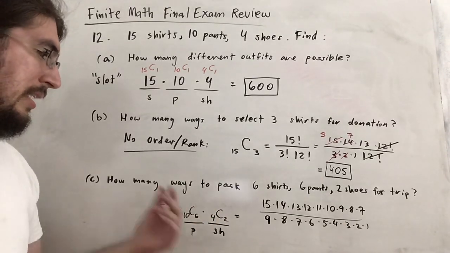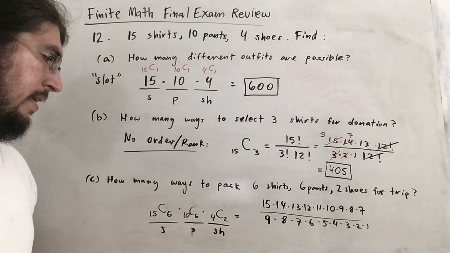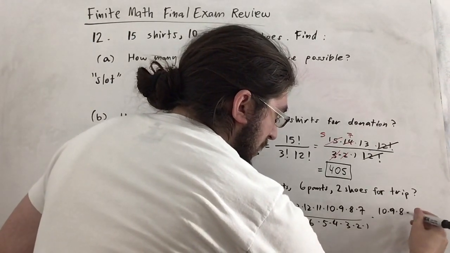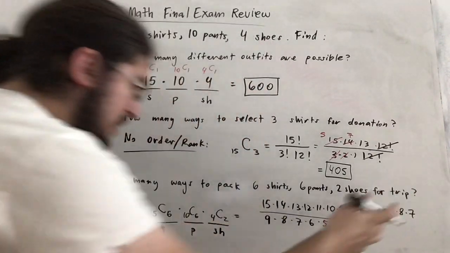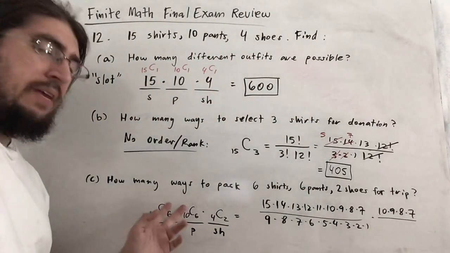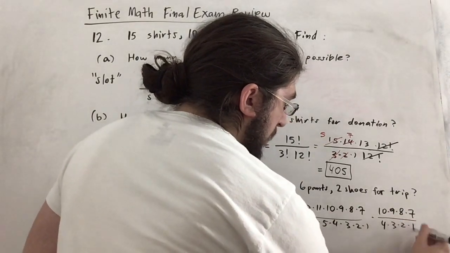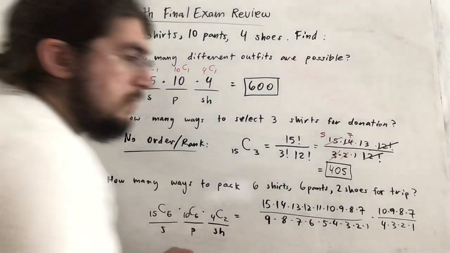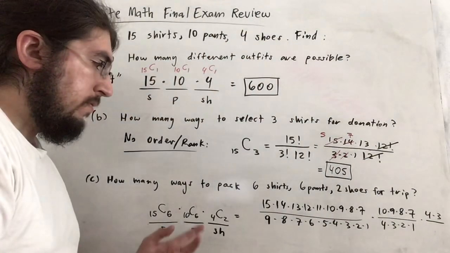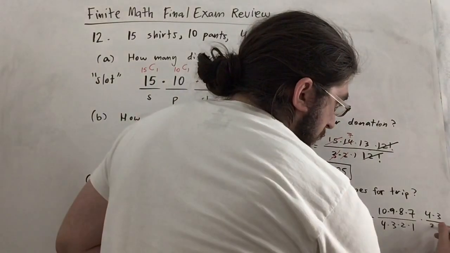So this is really what 15C6 is. 10C6 is not as crazy, but let's see. 10C6, I get 10 times 9 times 8 times 7 times 6 factorial, which cancels with the 6 factorial on the bottom. And then the difference factorial is 4 factorial, which is 4 times 3 times 2 times 1. And then 4 choose 2, that's pretty easy. That's 4 times 3 on top over 2 factorial, which is the difference between 4 and 2, so that's 2 times 1.